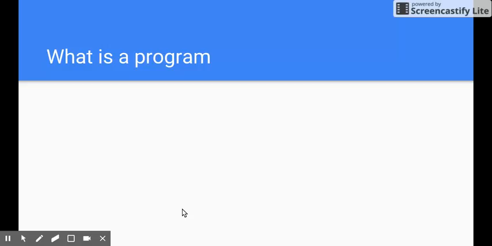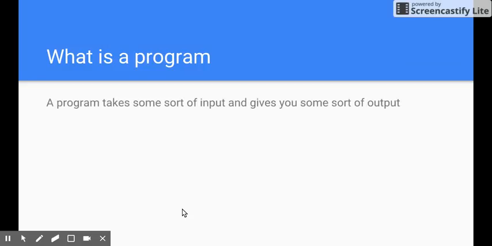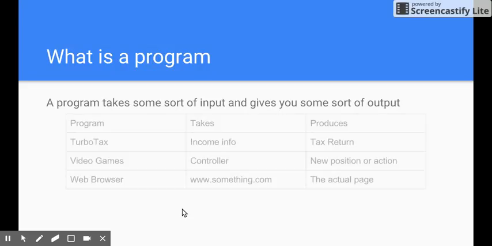So the first one we're talking about is, what is a program? Well, a program takes an input and gives you an output. That's a very basic, general idea. I'm going to put something in and get something out. If I put raw cookie dough in an oven, my output will be actual cookies.